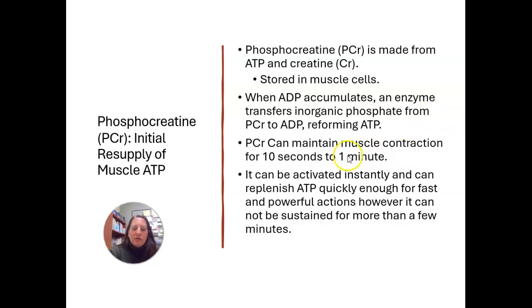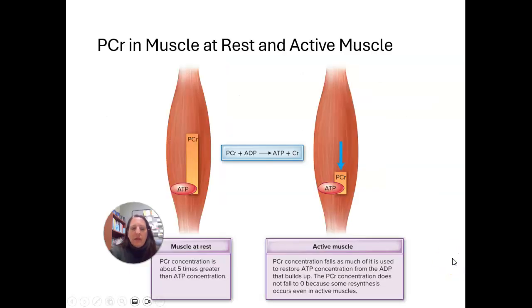Phosphocreatine can maintain muscle contractions for about 10 seconds to a minute. But then after that, it gets depleted. It can be activated instantly, and it can replenish ATP quick enough for fast and powerful actions. Again, things like the high jump or doing a bench press. But it cannot be sustained for more than a minute or so. So, short term, quick bursts of energy.